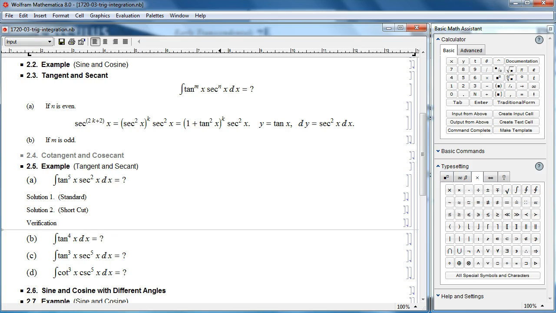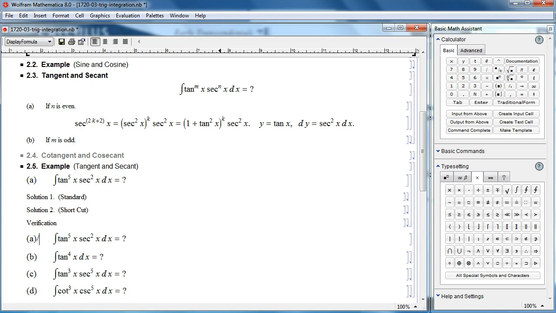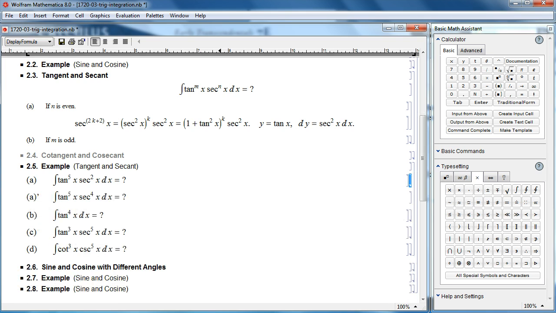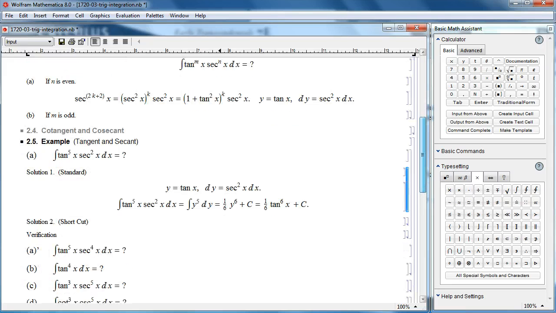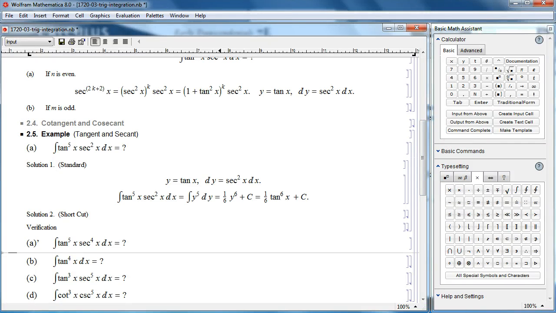Okay, why not? So let's change this into a 4th power. This will make the problem a little bit harder, but not too much. So what's the fundamental difference between this problem and the previous problem here? In the previous problem, I didn't really have to do any manipulation to the secant part because all the secant we have was absorbed by this dy equal to secant squared dx.